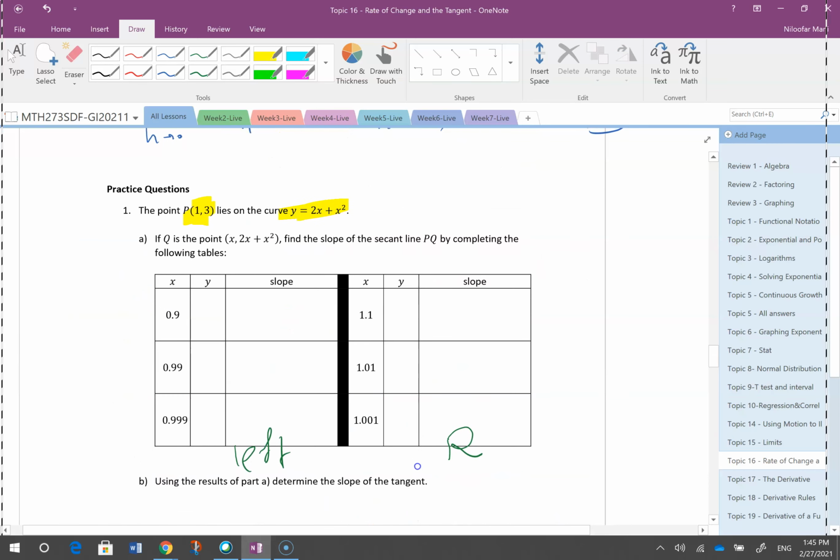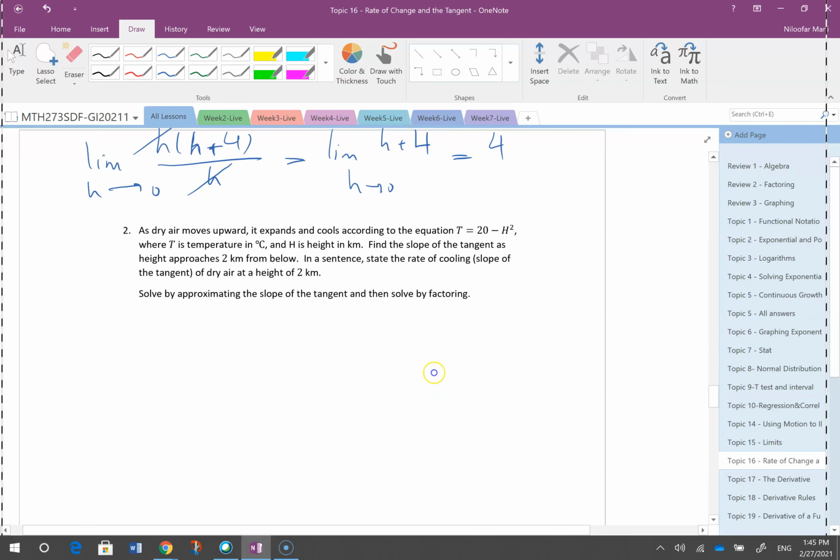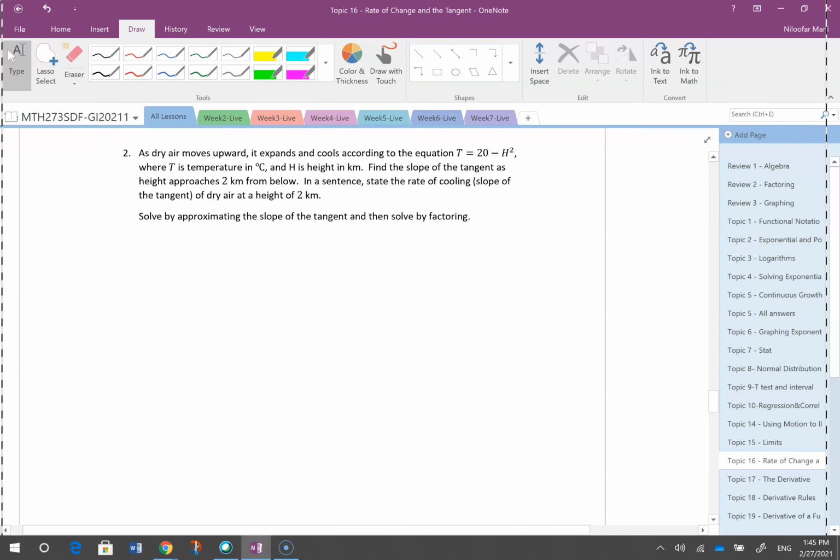So the slope of the tangent line for this function at this point is 4. Okay, how about this one? A dry air moves upward, it expands and cools, according to this equation. So this is like a function. T is temperature, h is the height. So look at this: T of h is 20 minus h squared. It's exactly like f of x. Find the slope of the tangent as the height approaches 2 kilometers.